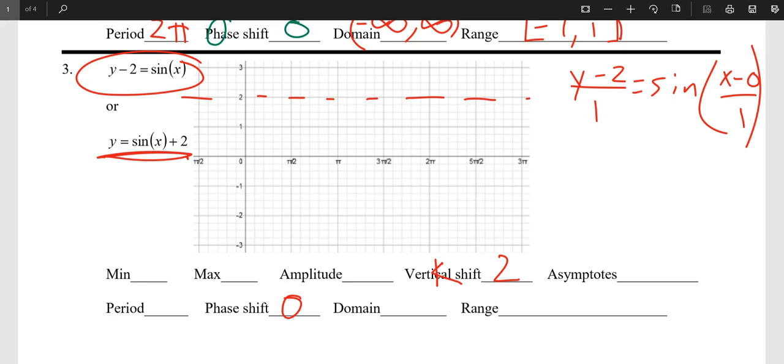We haven't gotten to a phase shift at all. In fact, I'm not sure we will get to a phase shift on any of the ones today. I'm just worried about vertical shift, and then we'll talk about stretching and shrinking the others. Okay? So, what's my amplitude? 1. What's my period? Still 2 pi.